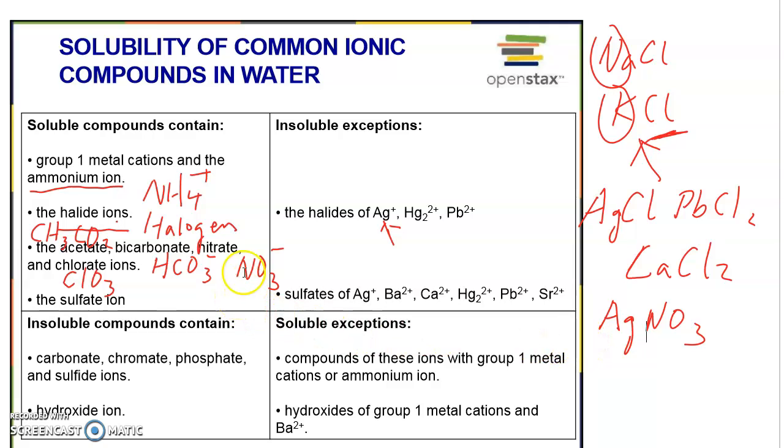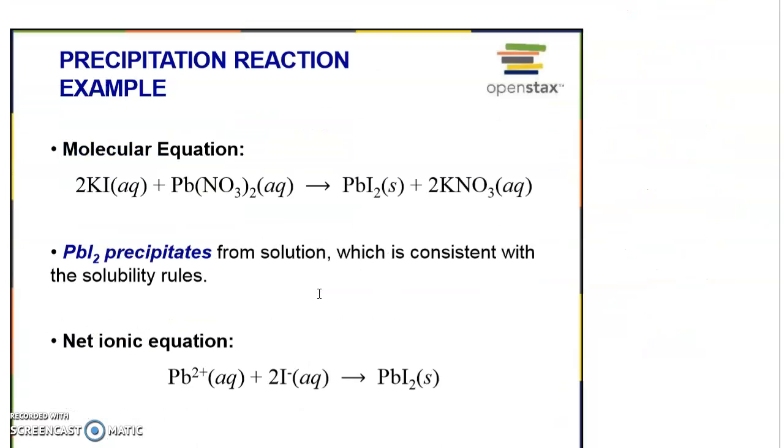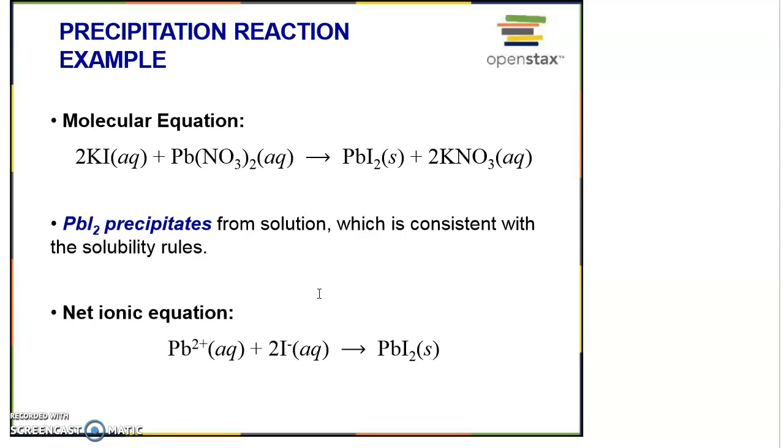All right, so you can come back to this chart and you can determine if that ionic compound is soluble or not. Okay, so how do I know whether it's soluble? We just said you go to the chart. A typical precipitation reaction for this semester will have this form.